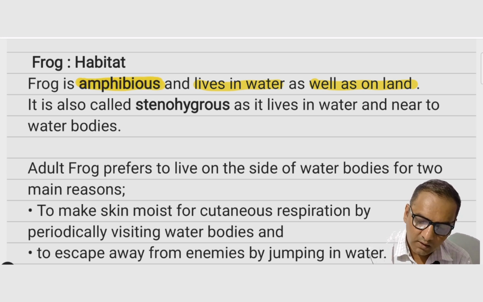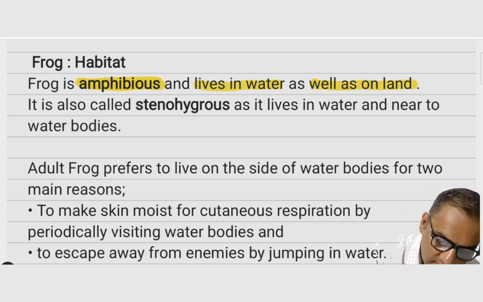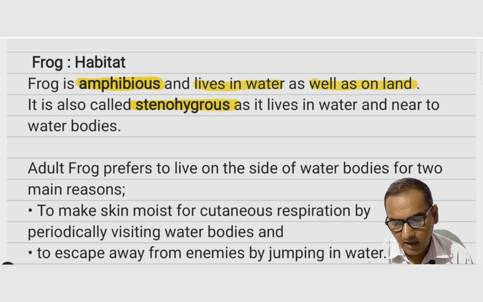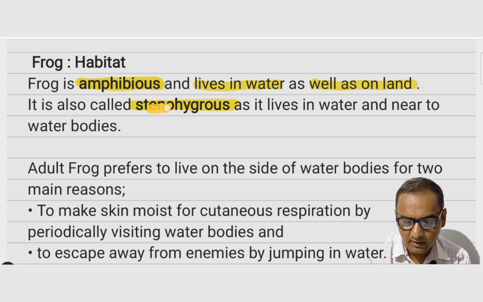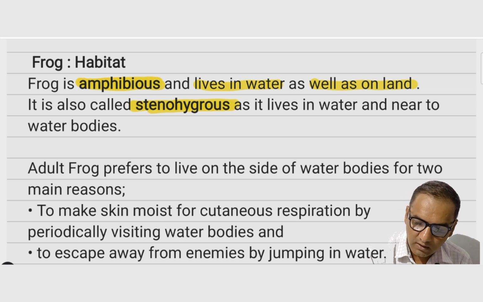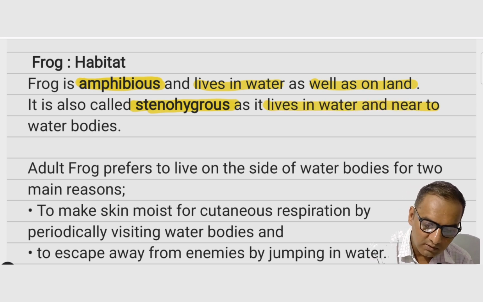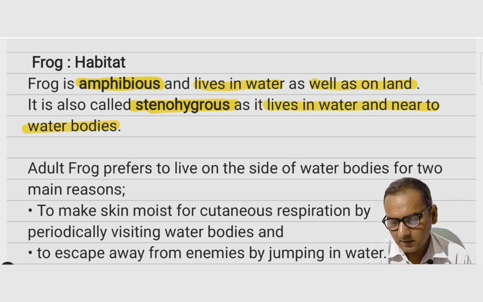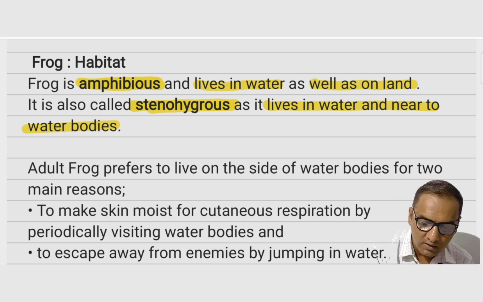And another term is also used: stenohygrous. Regarding the habitat of frog, we also say that frog is stenohygrous. Stenohygrous is a term used for those animals which live in water and near the water bodies. Those animals which live in water as well as around or near the water bodies are also called stenohygrous.